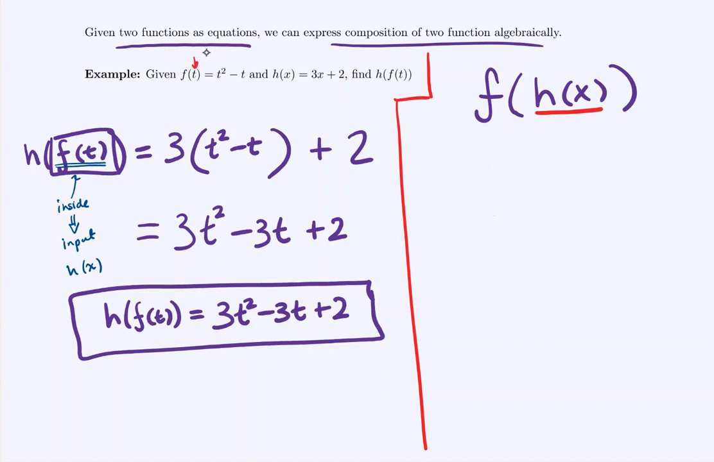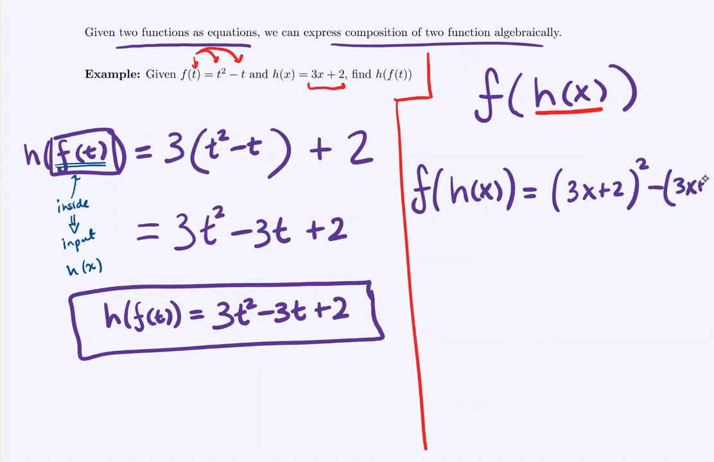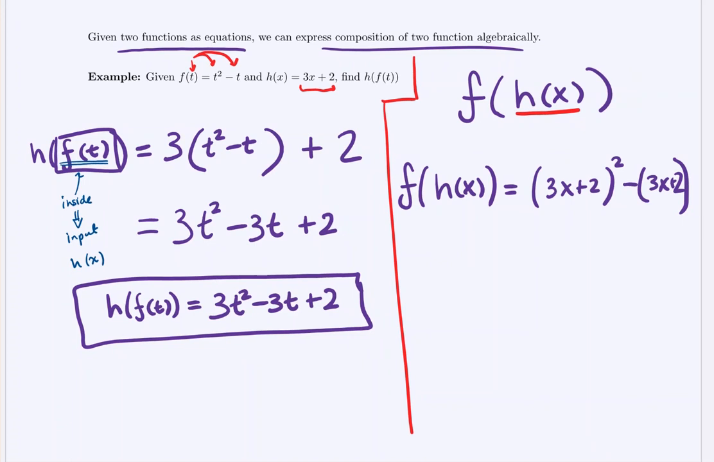And what does f of t do to the input? It squares it and then subtracts it, but instead of t, we now have the entire function 3x plus 2. So f of h of x equals the whole input, 3x plus 2, squared, minus itself. So that would be our function f of h of x. Now this can be simplified if we wish.